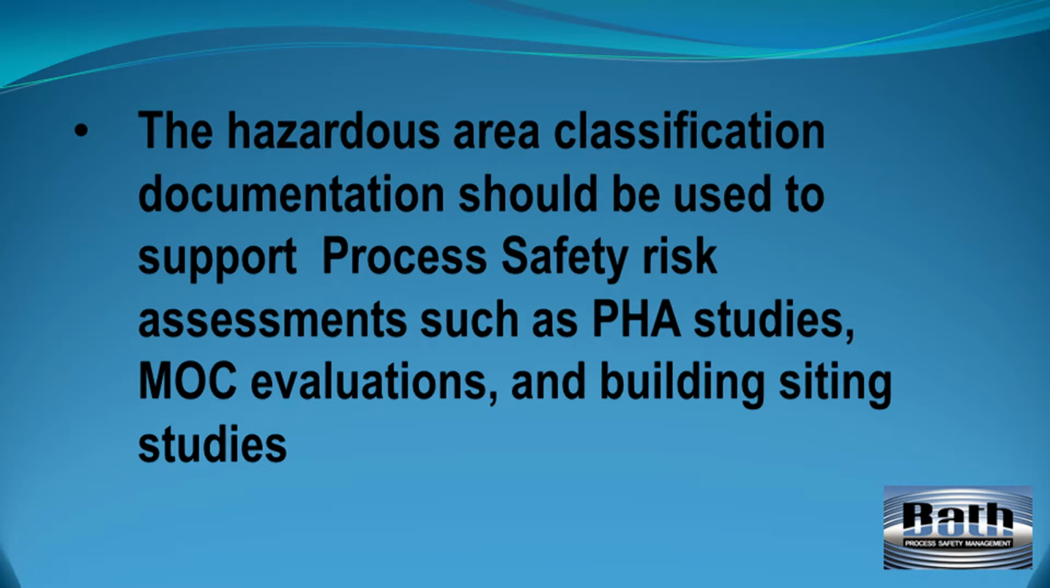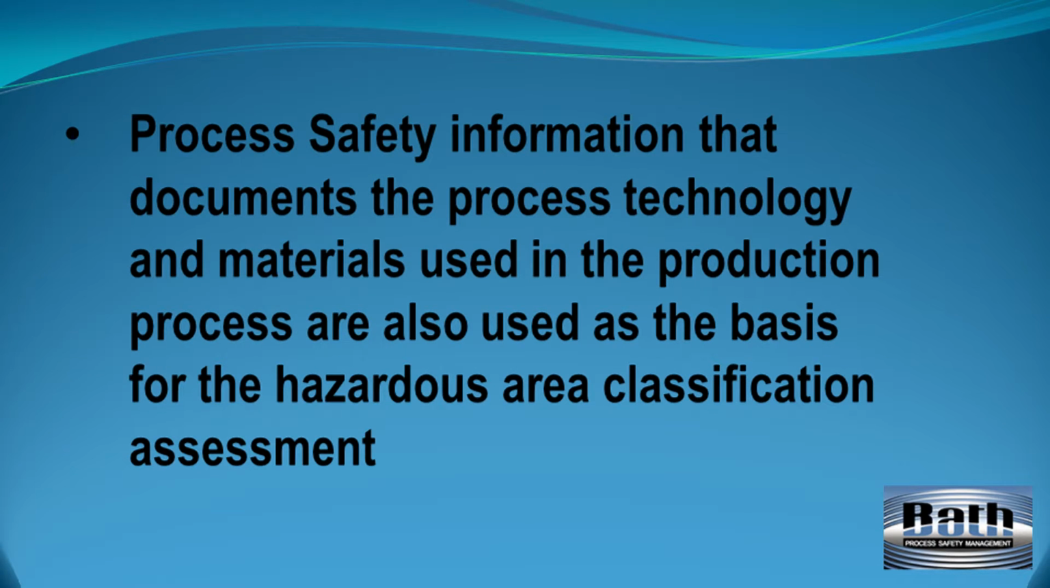This documentation can provide key information for process safety risk assessments as follows. The hazardous area classification documentation should be used to support process safety risk assessments, such as PHAs, management of change evaluations, and building siting studies. The process safety information that documents the process technology and materials used in the production processes is also used as the basis for the hazardous area classification assessment.